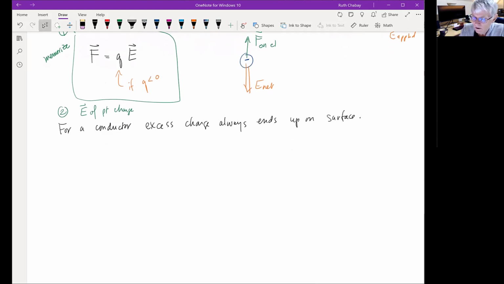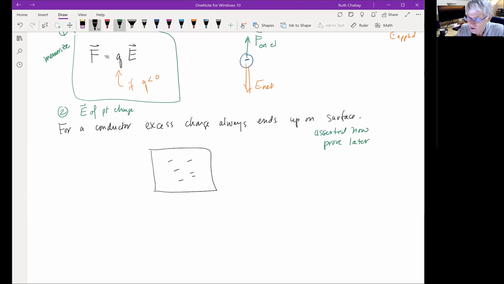Now it turns out that when we get to chapter 21, we'll be able to prove it. We can prove it later. But it's pretty plausible. If you had a metal block with lots and lots of excess electrons in here, they would repel each other. So of course they'd want to get as far away as possible, so they'd move out to the surface. So it's a completely plausible assertion, but we just don't have the formal tools to prove it quite yet.